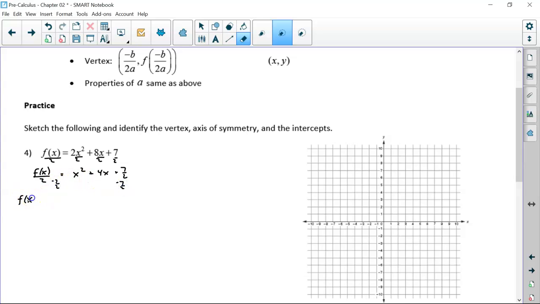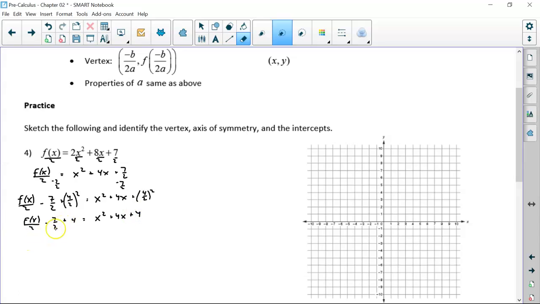f of x over 2 minus 7/2, leave some space, equals x squared plus 4x. We're leaving that space because we're going to be adding the b over 2 squared. So we're going to be adding 4 over 2 squared to both sides. So we have f of x over 2 minus 7/2 plus 4 divided by 2 is 2 squared, which is 4, equals x squared plus 4x plus 4.